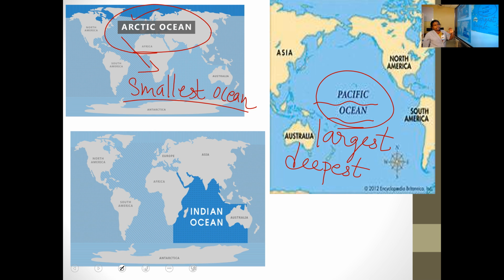Okay, which is the largest and deepest ocean? It is Pacific Ocean. Which is the smallest ocean? It is the Arctic Ocean.